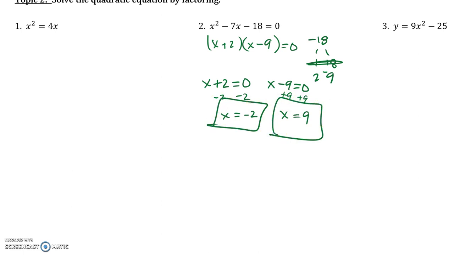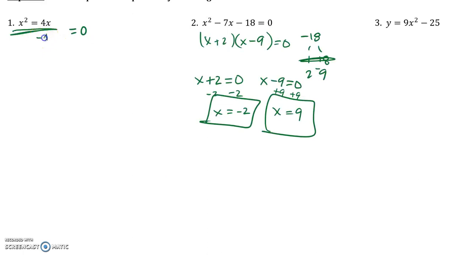Now, if you're not comfortable with factoring, that's fine. All you have to do, let's look at this one. Let's say you didn't want to factor this one, you didn't know how. First, you get it equal to 0. So you have to move the 4x over to the other side. You can't subtract 4x and x squared.